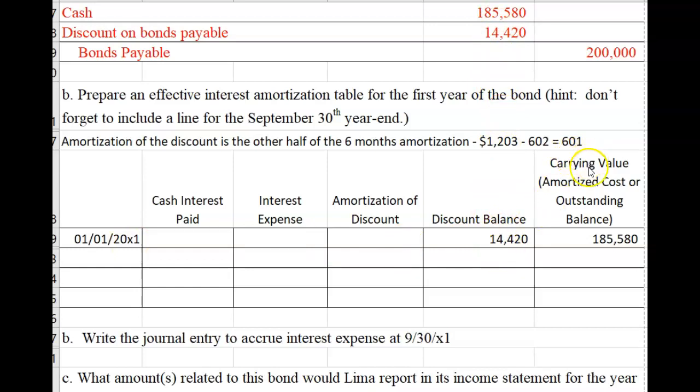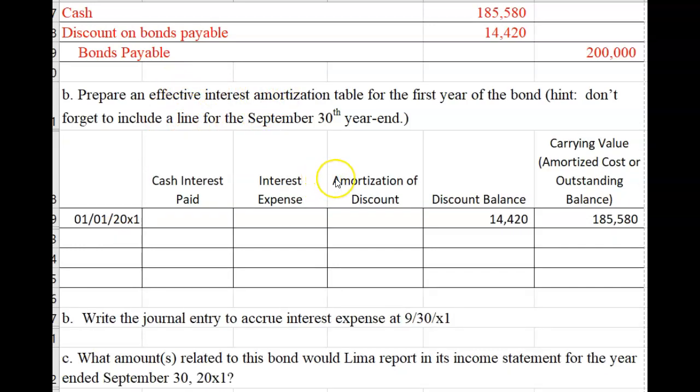The carrying value of the bond is the par value minus the unamortized discount. So on the date of issue, the unamortized discount was $185,580. Go ahead and prepare an amortization schedule for the first year of the bond. Don't try to complete all the years, and don't forget to include a line for the September 30th year end. Complete the schedule, and then start the video again when you've finished your work.